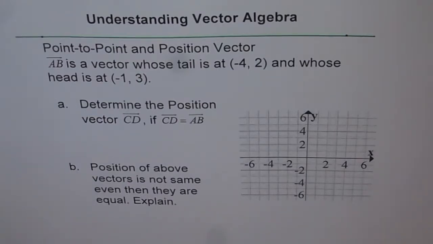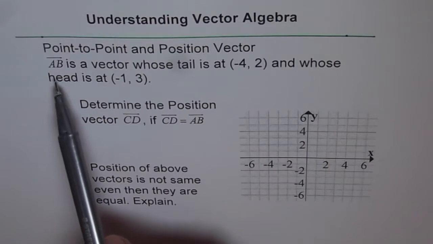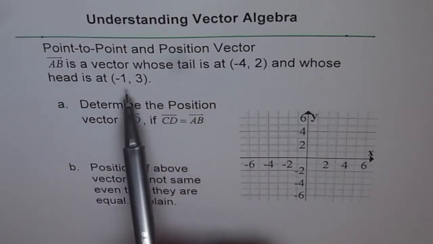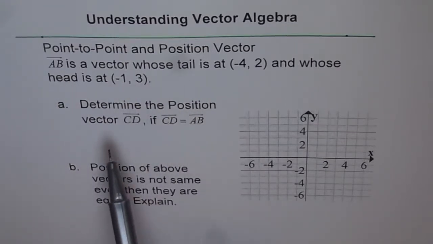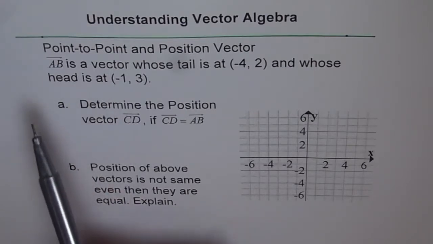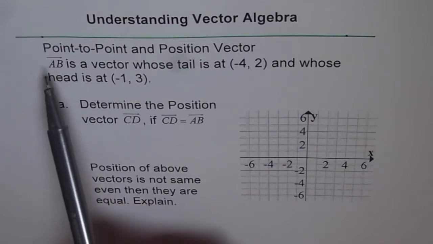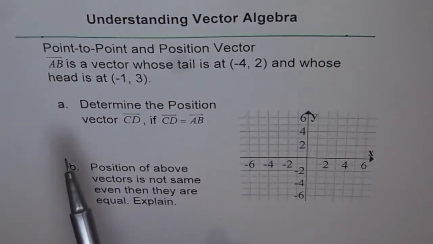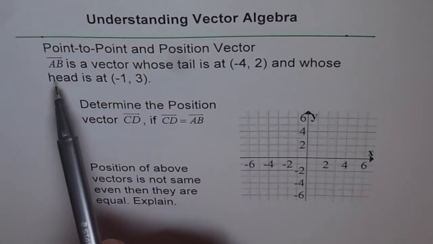Now, point-to-point vector. A couple of videos which we did before this were relating to point-to-point, and I hope you understand the concept. As the name says, when you say point-to-point, the vector is defined from tail to head. Tail is the starting point and head is the end point of the vector. So if we say vector AB and we show an arrow from A to B, then point A is the tail and point B is the head.